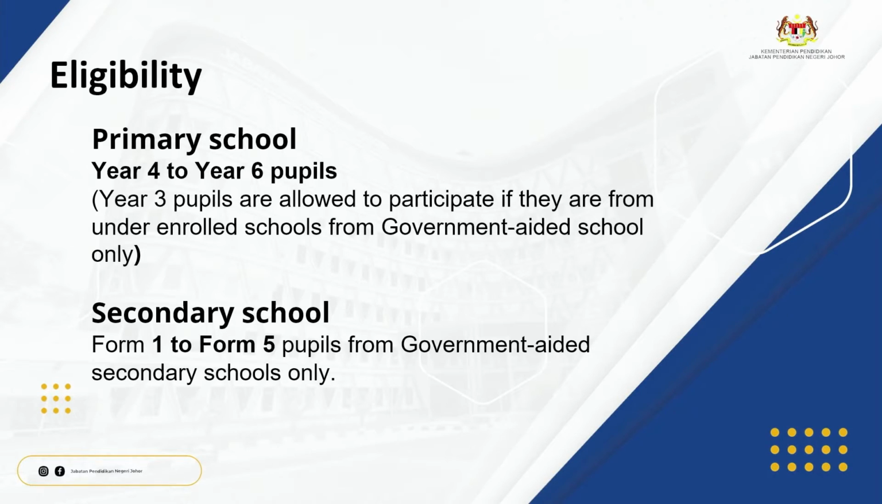For eligibility for primary school, we're talking about year 4 to year 6 pupils, and year 3 pupils are only allowed if the school is under enrollment, from government aided school. And for secondary school, Form 1 to Form 5 pupils from government aided secondary schools.